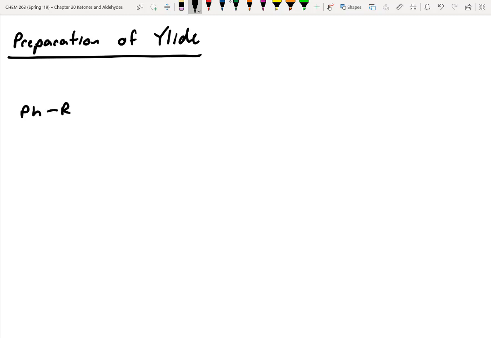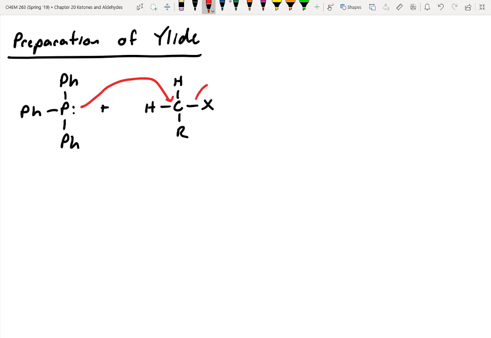All right, so first thing, this should be a phosphorus. First thing is we need triphenylphosphine. And then we need some sort of alkyl halide. And in this reaction, we know that the alkyl halide can do substitution chemistry. And in this case, it's a primary alkyl halide, so is it going to be SN1 or SN2? SN2. So this will come, attack, kick off our leaving group.